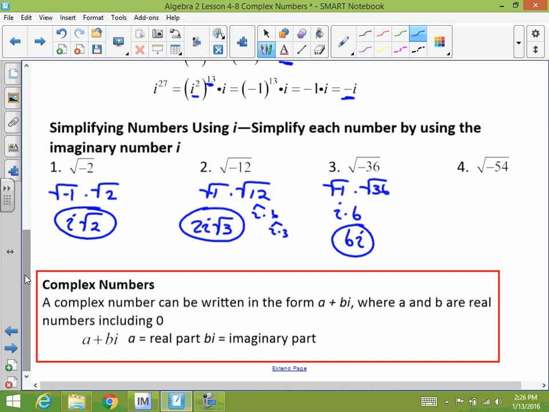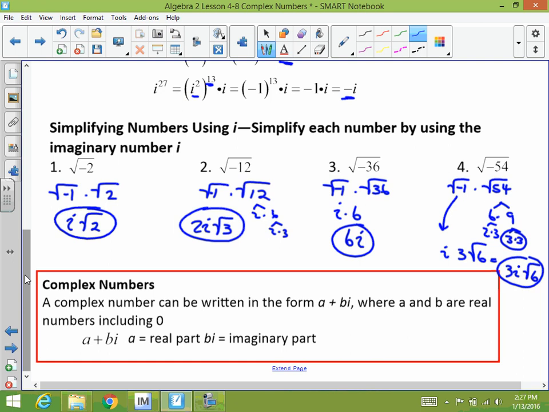Negative 54 is the square root of negative 1 times the square root of 54. 54 is 6 times 9. 6 is 2 times 3. 9 is 3 times 3, so the 9 would be 3 square roots of 6, and the negative 1 becomes an i, so this becomes 3i square roots of 6. Just a matter of breaking it down step by step.